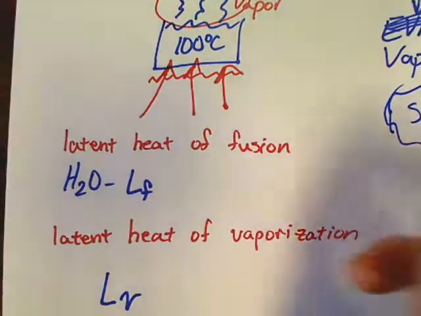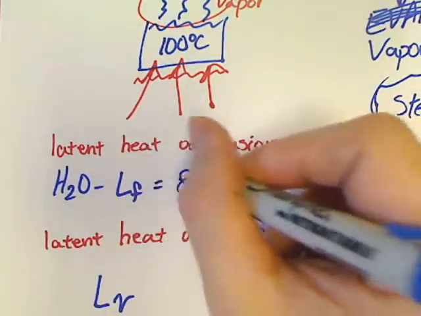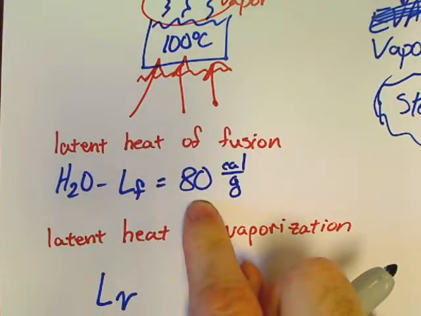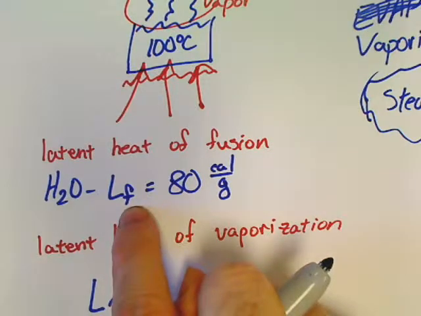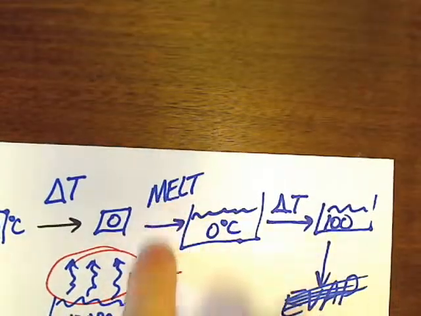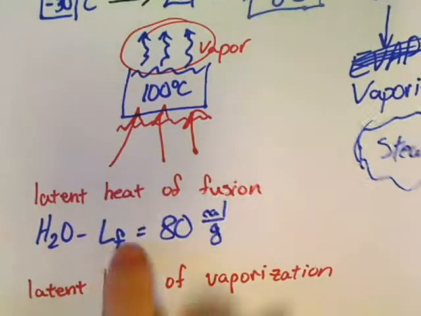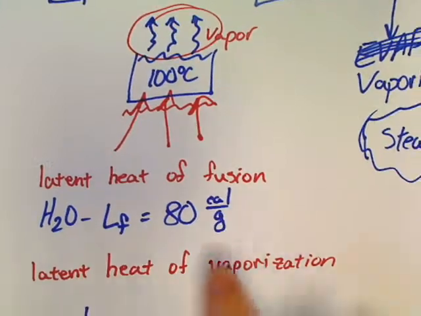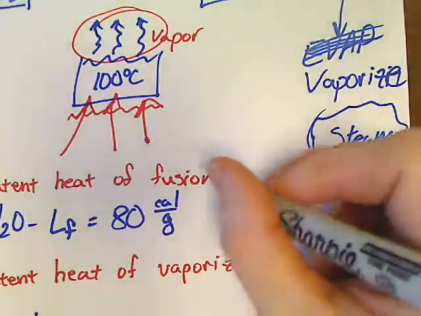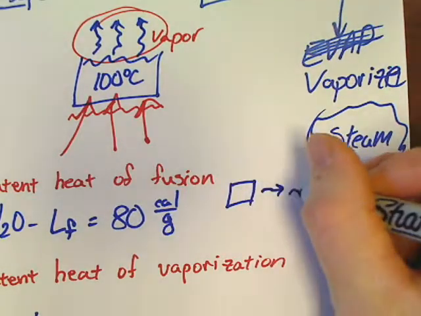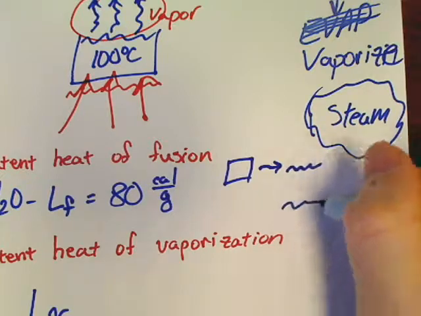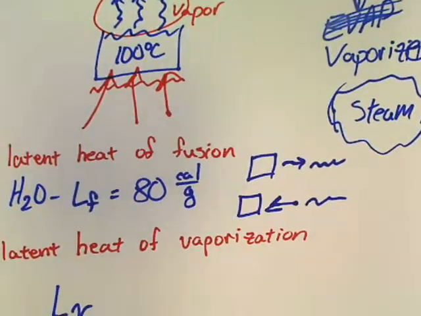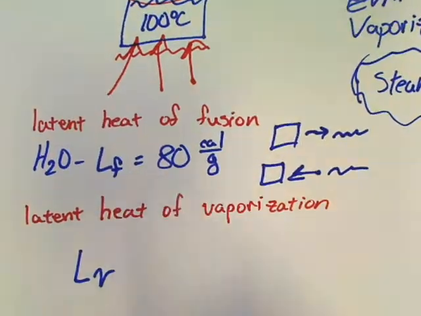So, for water, what is LF for water? LF for water, and this is the only one I have memorized, is 80 calories per gram. It takes 80 calories of energy to, and by the way, fusion is talking about this melting, freezing area. So the latent heat of fusion for water is the energy it takes, and it goes both ways. This is the energy you would need to take a piece of ice and turn it into liquid water, or vice versa, it's the energy you would have to remove to take liquid water and turn it back into a cube of ice. Now, LF for water is 80.